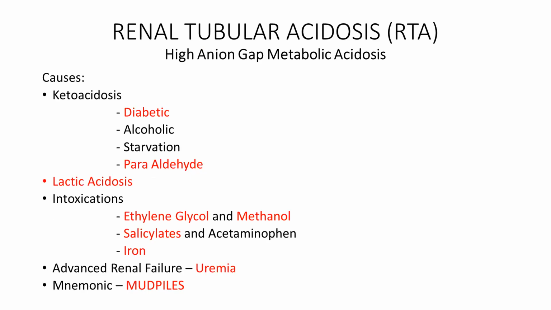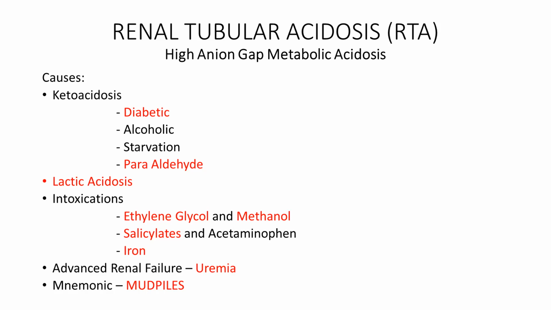Now, as I said, whenever there is influx of organic acid into the plasma, it leads to high anion gap metabolic acidosis. Now, what are those organic acids? Like ketoacidosis in diabetic, alcoholic, in starvation, and paraldehyde. Lactic acidosis, when the anaerobic cycle is used, can lead to lactic acidosis and influx of acid into the bloodstream. Intoxications like ethylene glycol, methanol, salicylates, iron can all lead to a high anion gap metabolic acidosis if used in toxic doses. And advanced renal failure.